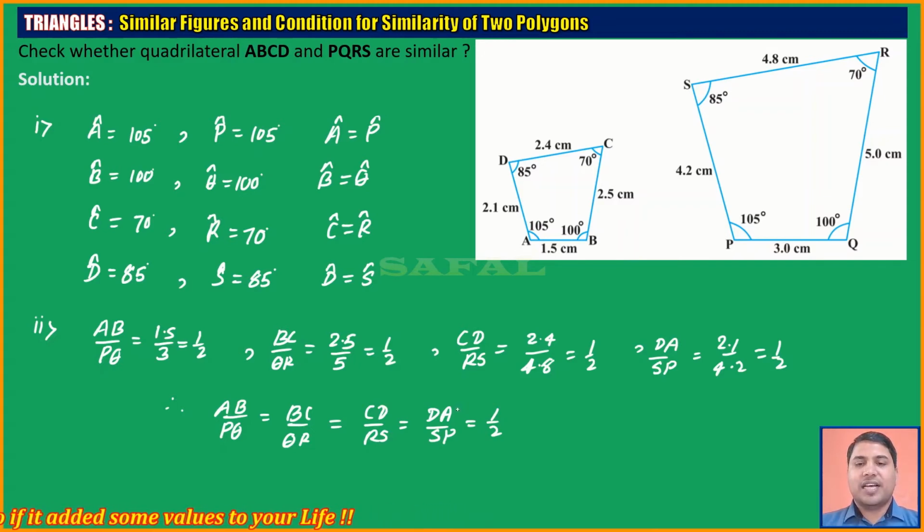So angles are equal and sides are proportional. Hence quadrilateral ABCD is similar to PQRS. I can write ABCD, the name of the quadrilateral, then the similar-to sign, and PQRS. Okay, so it's very simple. We need to check two things: whether angles are equal and whether sides are proportional. If in both places the answer is yes, we say the polygons are similar.